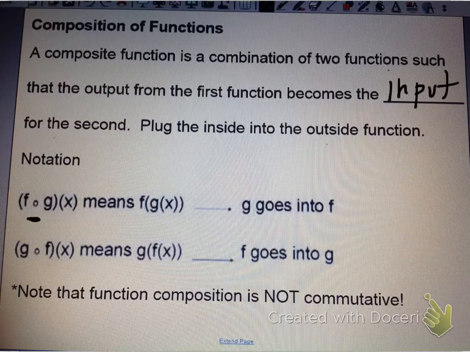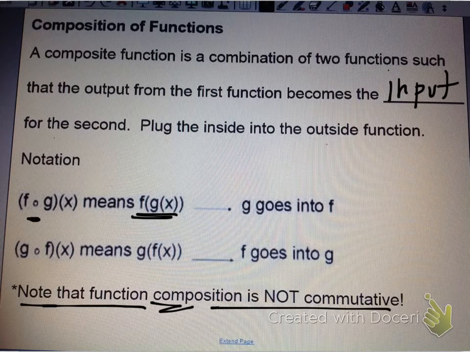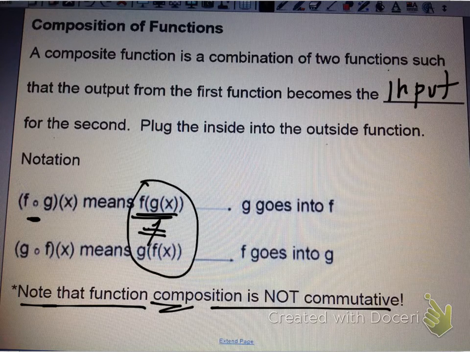Some notation here. Be aware that that is an open circle, and that is read "of". So this is f of g of x, and we can write it like this. Also note down here at the bottom that function composition is not commutative. So what does this mean? f of g of x is not going to equal g of f of x. These two things aren't going to be equal to each other.